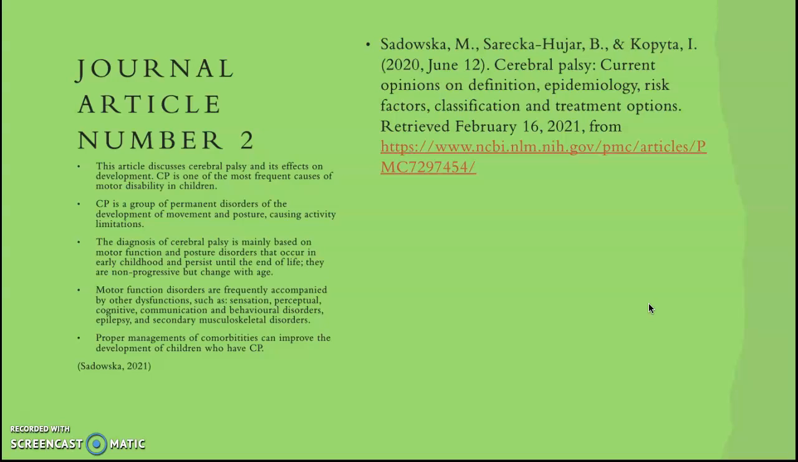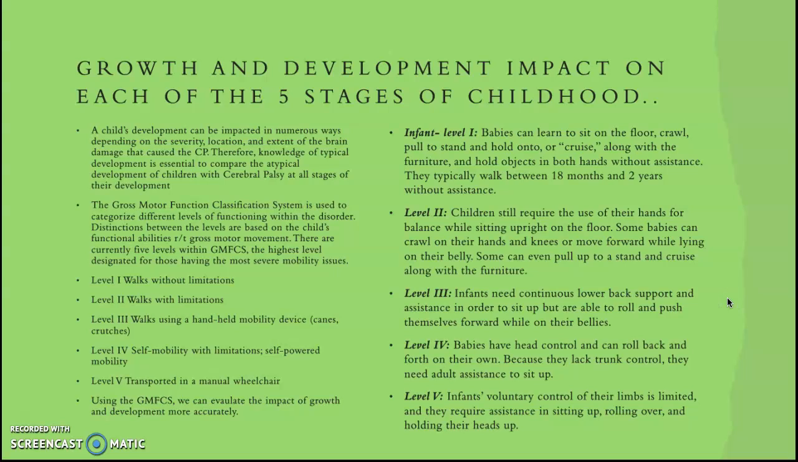Motor function disorders are frequently accompanied by other dysfunctions such as sensation, perceptual, cognitive, communication, and behavioral disorders, epilepsy, and secondary musculoskeletal disorders. Proper management of comorbidities can improve the development of children who have CP. Growth and development impact on the 5 stages of childhood. The child's development can be impacted in numerous ways depending on the severity and extent of the brain damage. Therefore, knowledge of typical development is essential to compare the atypical development of children with CP.